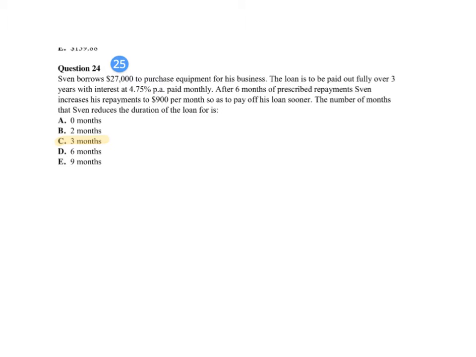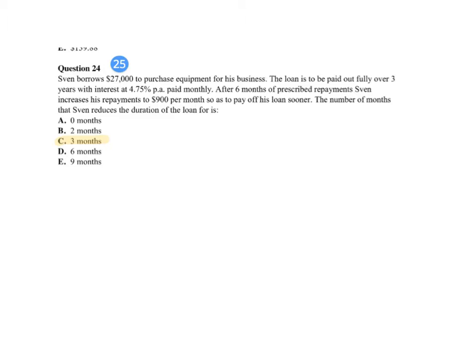All right, Sven borrows $27,000 to purchase equipment for his business. The loan is to be paid out fully over 3 years, with an interest rate of 4.75% per annum. After 6 months of prescribed repayments, Sven increases his repayments to $900 per month so that the loan is paid off sooner. The number of months that Sven reduces the duration of the loan is 4.